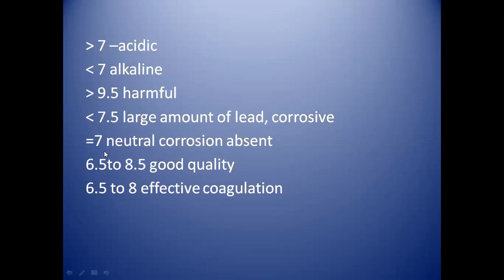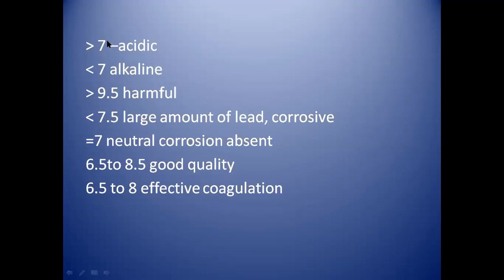Then pH equal to 7. When the pH value of water is equal to 7, then this water is neutral water and corrosion is absent. If the pH is between 6.5 and 8.5, then this water is good quality water. And if the pH is between 6.5 and 8, then this water has effective coagulation.